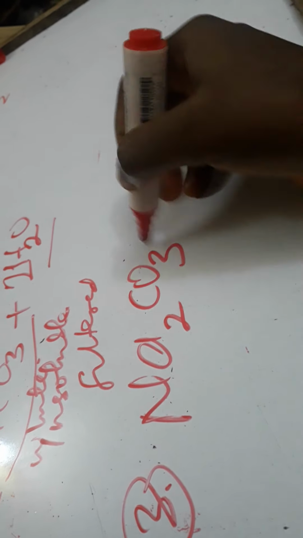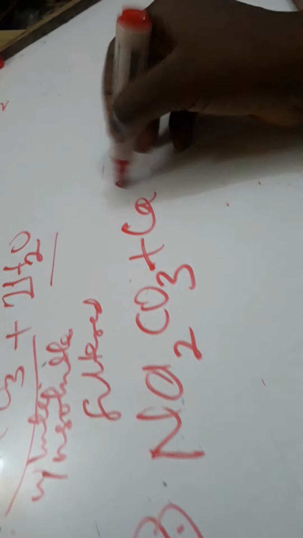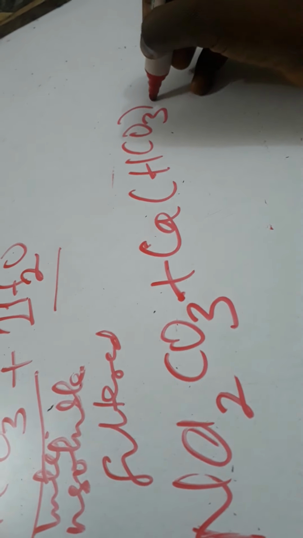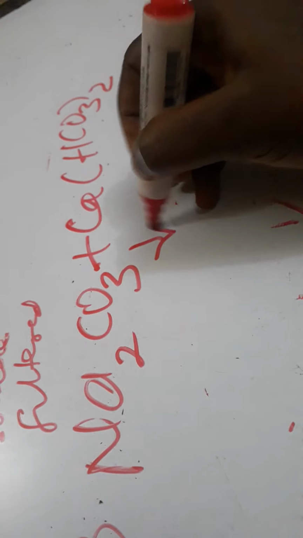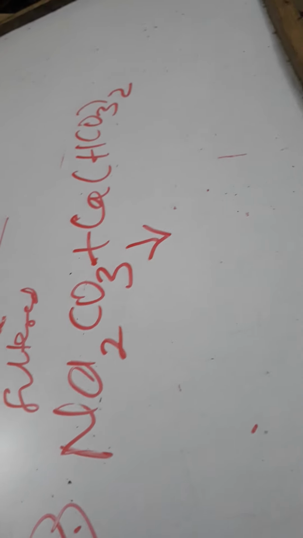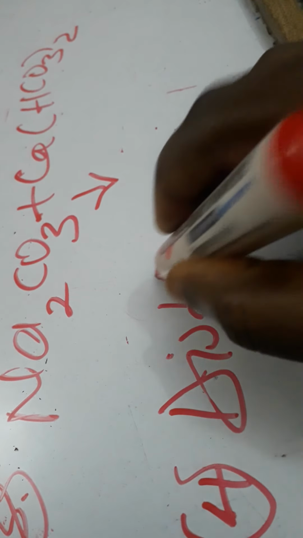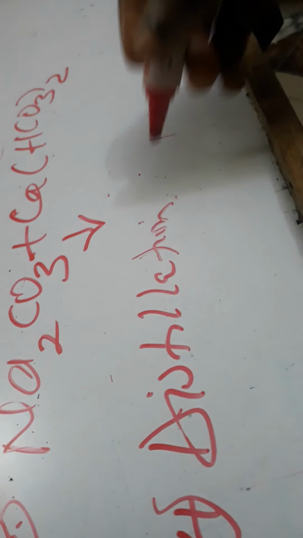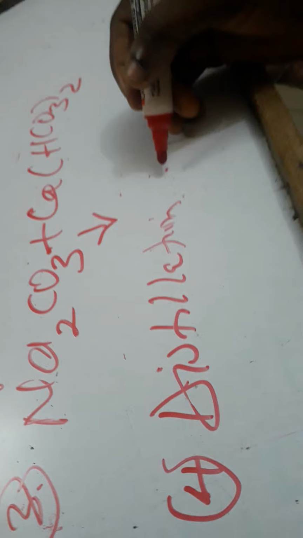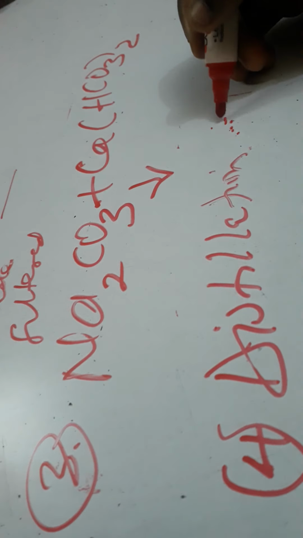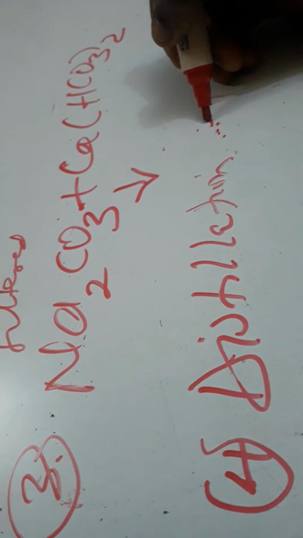The last method is by using, this is not really common, washing soda. You can use washing soda to remove temporary hardness of water. This is also applicable to permanent hardness. So this method is used to remove both types of hardness of water. Number 4 is distillation. Distillation through boiling and distilling the boiled water through a Liebig condenser, we can also get soft water because the ions will be left behind.